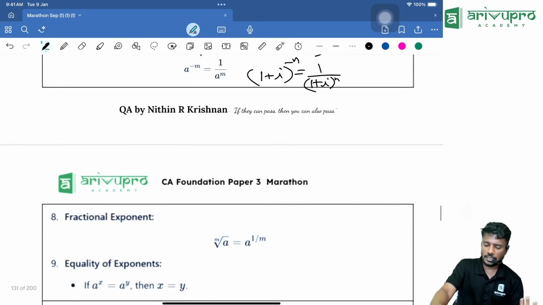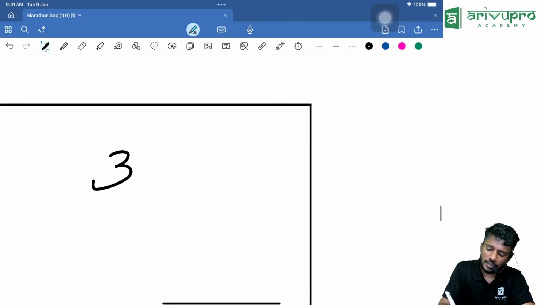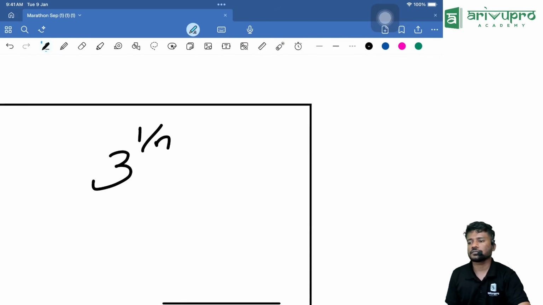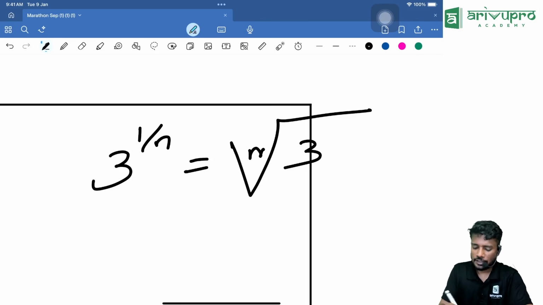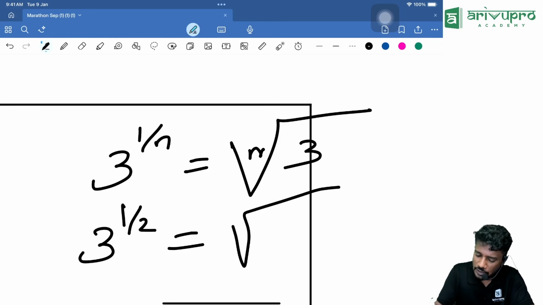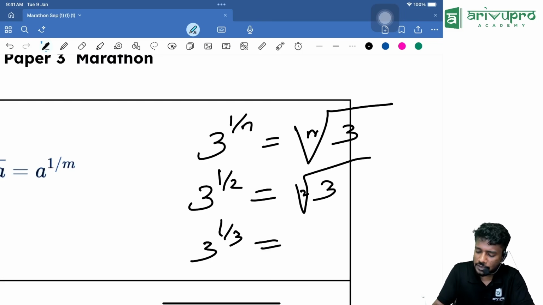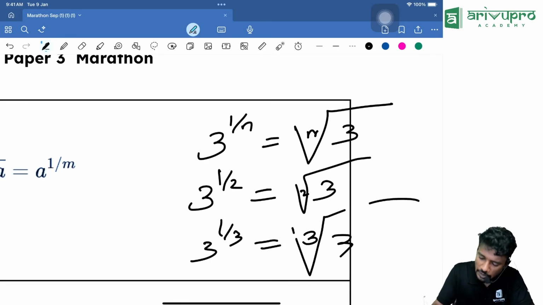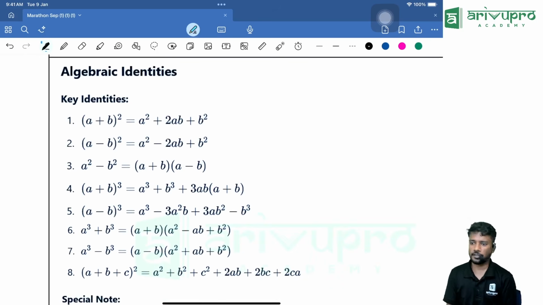Both are correct. Now, fractional exponent, that means root. 3 raised to 1 by n is the nth root of 3. Also you can write it as n root of 3. Then 3 raised to 1 by 2 is the square root of 3. Then 3 raised to 1 by 3 is the cube root of 3. Yes. Next one.